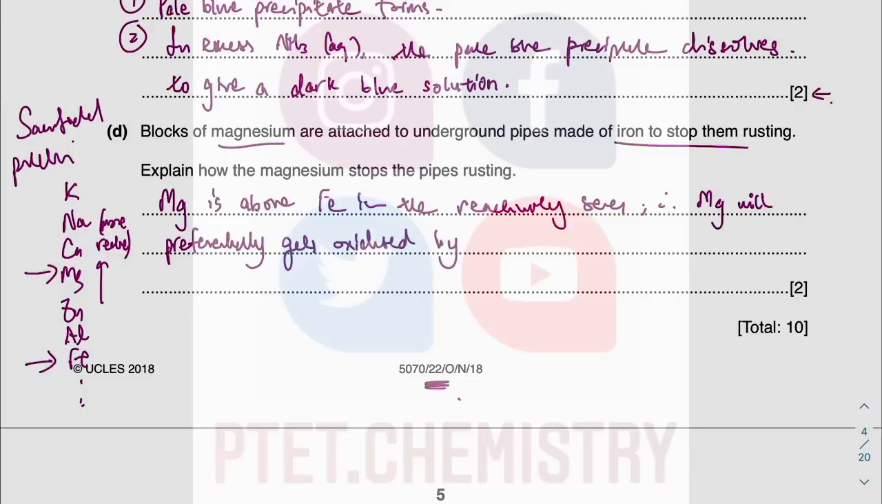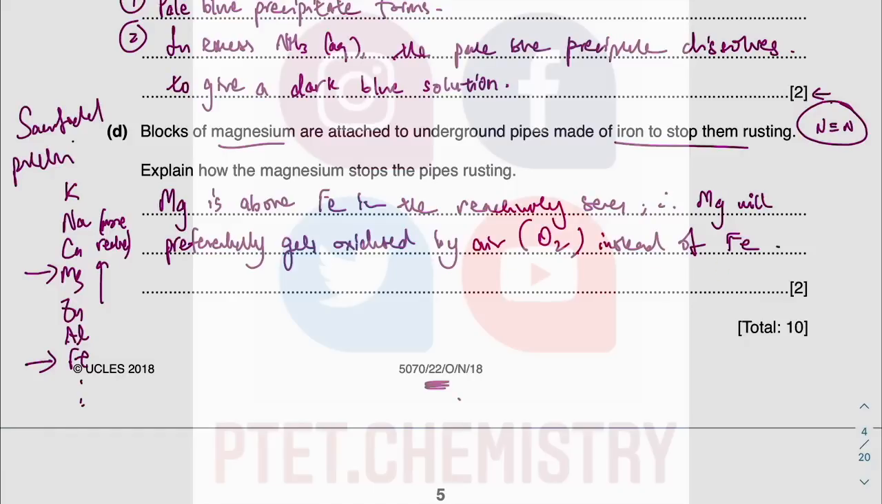oxidized by air. And when I say by air, it's actually the oxygen in the air, because nitrogen, with its triple bond, is a very strong bond and doesn't react most of the time. Unless in the Haber process you have a catalyst, high enough temperature and high enough pressure, then you can force it to react. But not naturally. So magnesium preferentially gets oxidized by air instead of iron. So this is the side reaction.